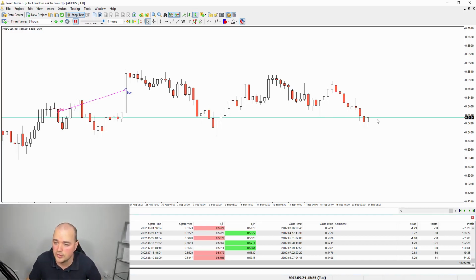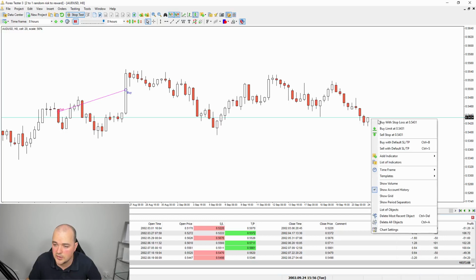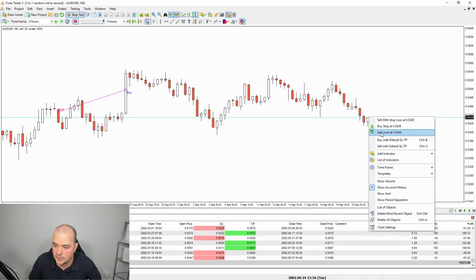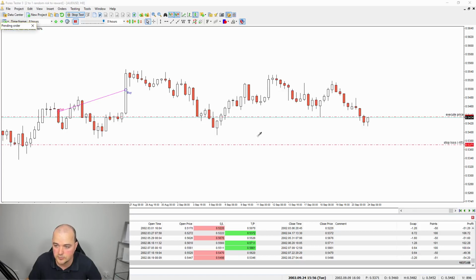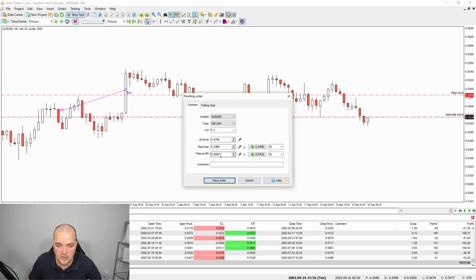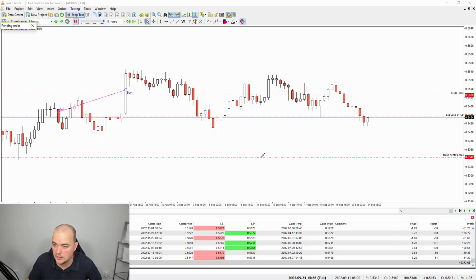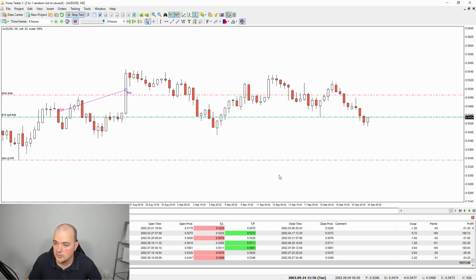What do you got? Tails. All right, so I'll just place a sell limit here with a stop loss here and a take profit here, and there we go. All right, so just making sure that's 50. So nearly finished the test, guys.